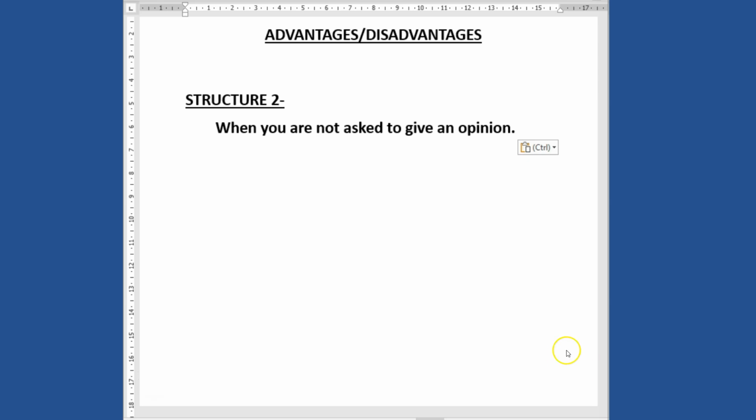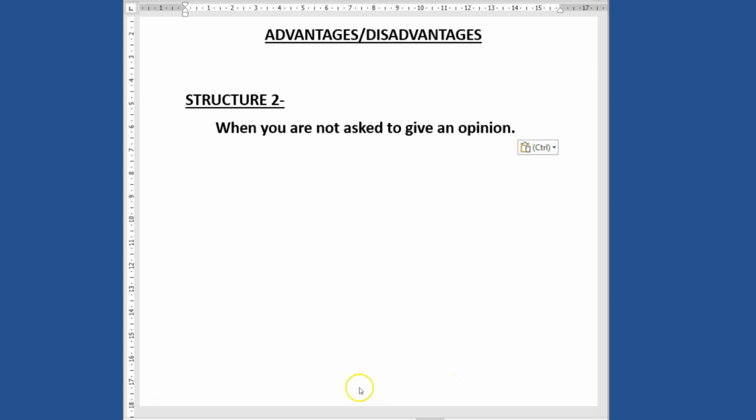All right, guys. So in this lesson 2, I'm going to talk about the advantages and disadvantages, but this time I'm going to deal with a different structure. As you remember, in our first one, we dealt with when the advantages outweigh the disadvantages, so we were asked to give an opinion. In this second structure, we are going to deal with the one that does not ask us to give an opinion.